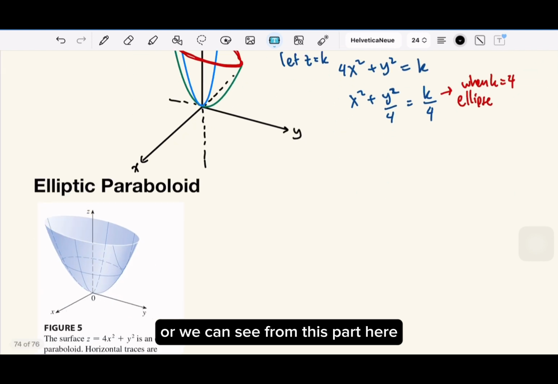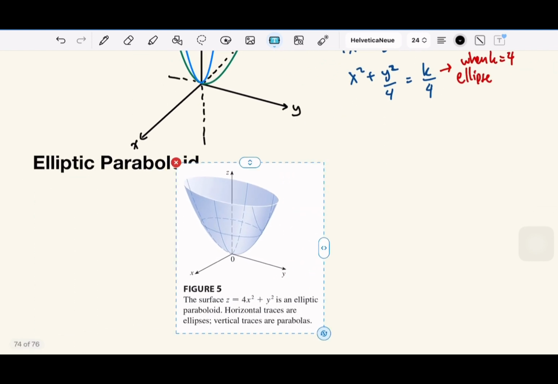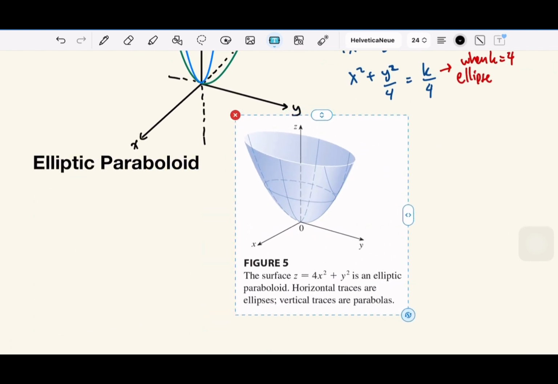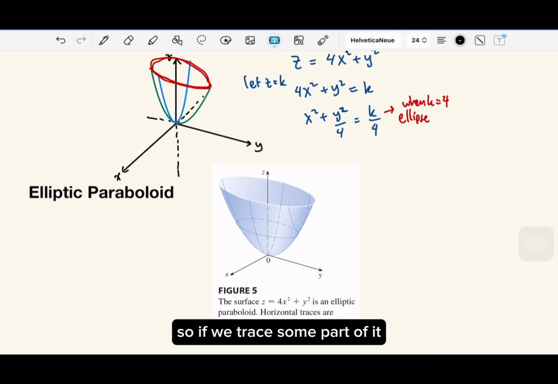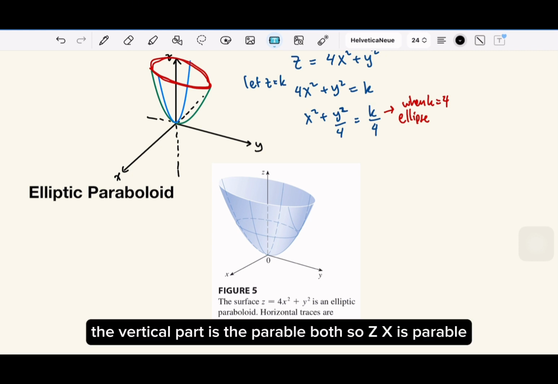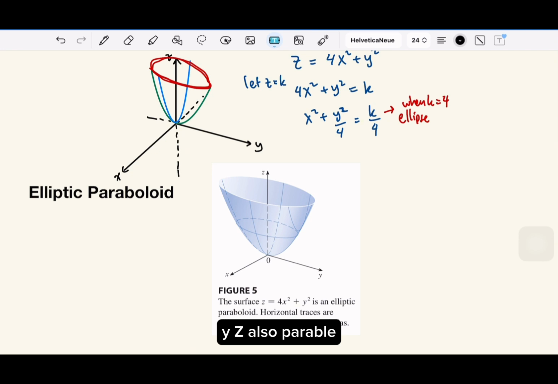Okay, or we can see from this part here. So if we trace some part of it, the horizontal part will be an ellipse. The vertical part is the parabola, both of them. So zx is a parabola, yz is also a parabola.